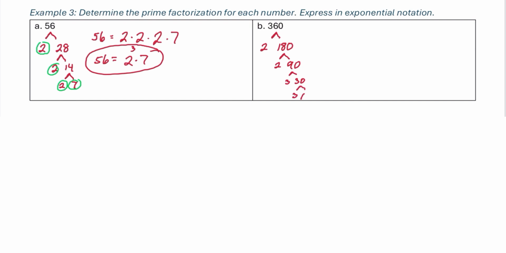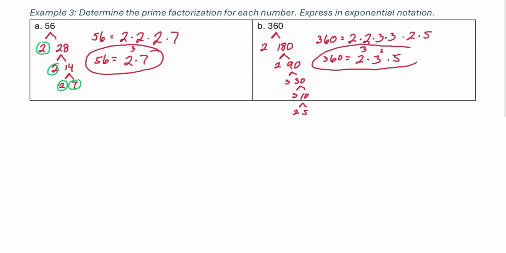3 times 10. And 10 can be broken up into 2 times 5. So 360 has the prime factorization 2 times 2 times 3 times 3 times 2 times 5. We can rewrite that. 2 occurs 3 times. That is 2 cubed times 3 squared times 5. We have the prime factorization of 360.